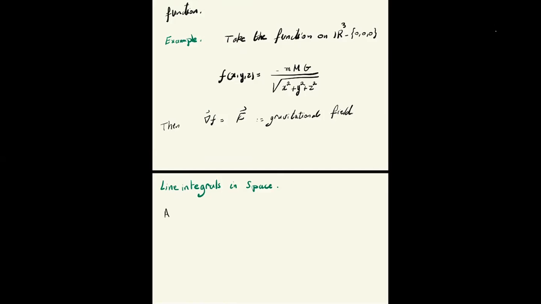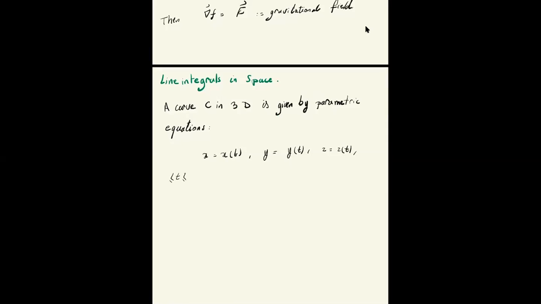So a curve C in 3D, a smooth curve, is given by parametric equations: x is a function of t, y is a function of t, and z is a function of t, okay? With t between a and b.